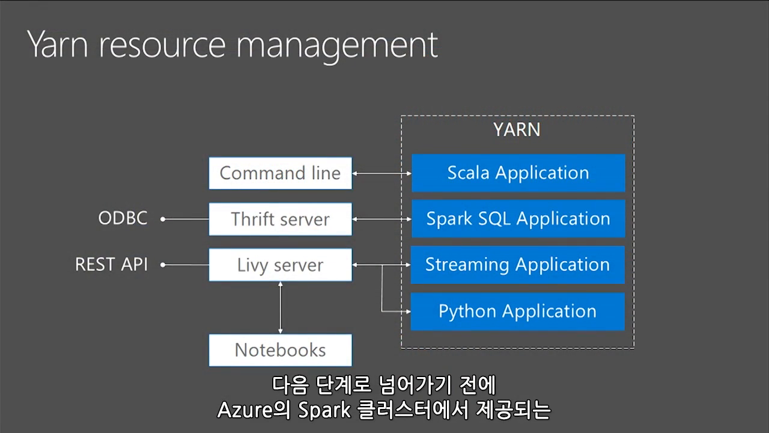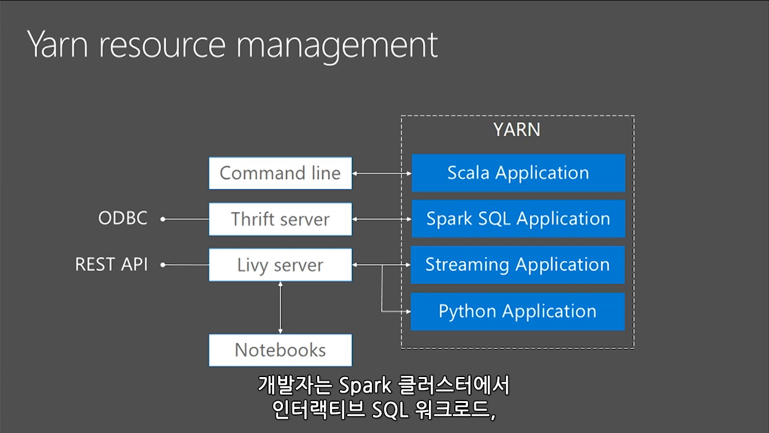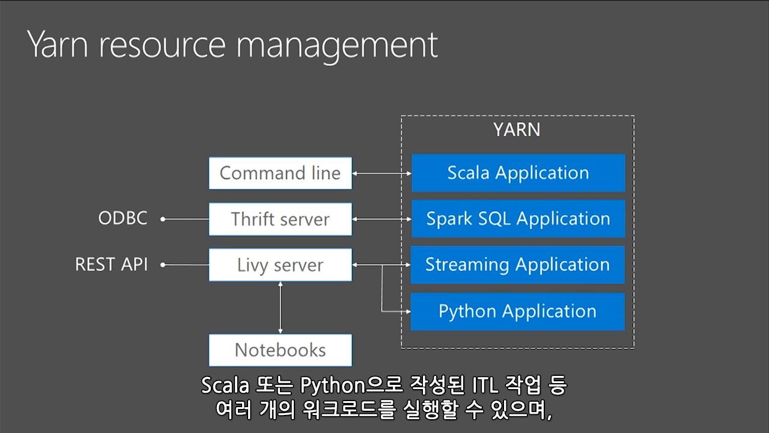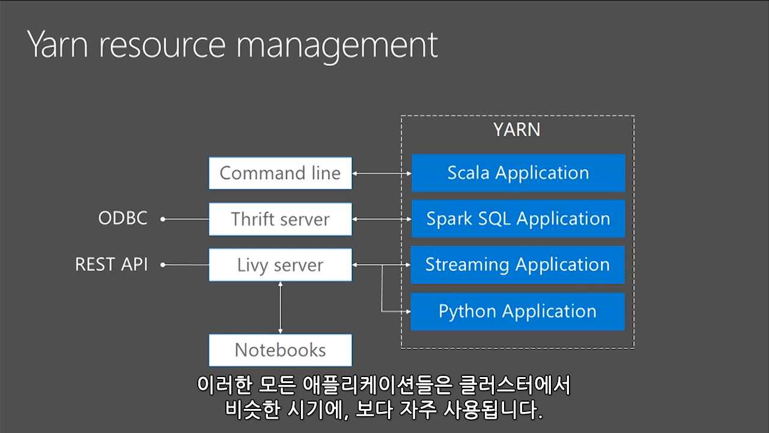Before we go into the next step, we need to discuss some of the configuration options in Spark clusters in Azure. There are multiple workloads that you as a developer can run on a Spark cluster, be it an interactive SQL workload or some ETL job written in Scala or Python. Those are the capabilities of Spark, or even a real-time streaming workload. So all of those applications more frequently are run at the same time on the cluster.